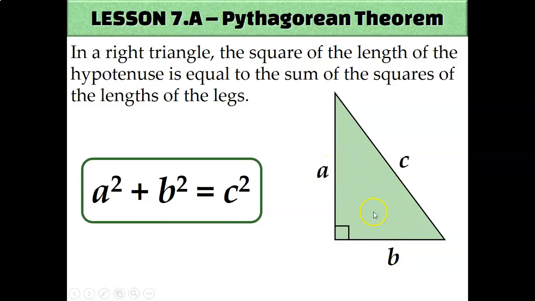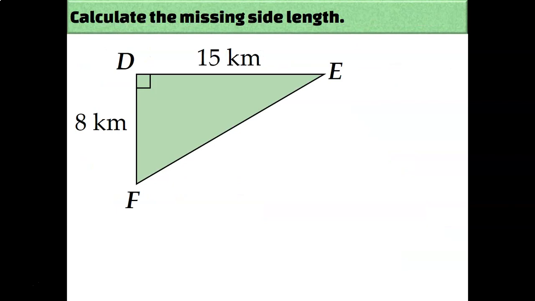It doesn't matter which side you call a and which side you call b, as long as a and b are the sides that create the right angle, and c is the side that is across the right triangle from the right angle. Then you can use this formula to calculate their lengths. A squared plus b squared equals c squared, or leg squared plus leg squared equals hypotenuse squared. So let's give it a try.